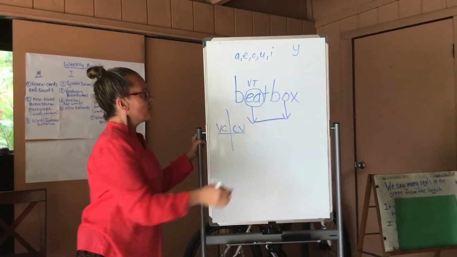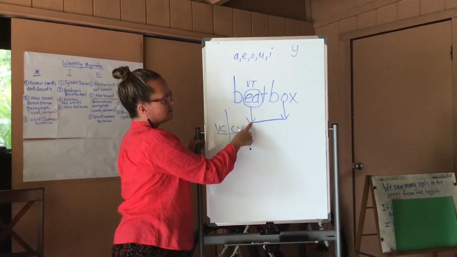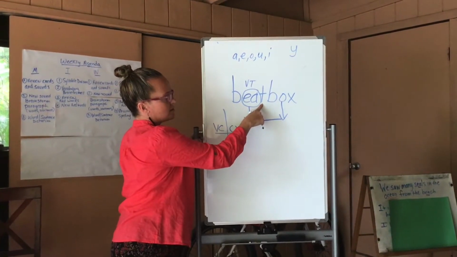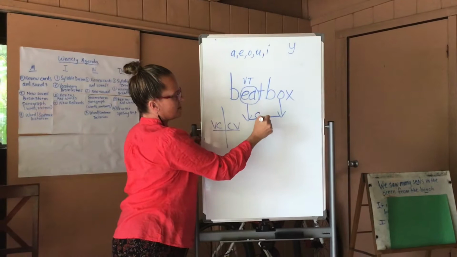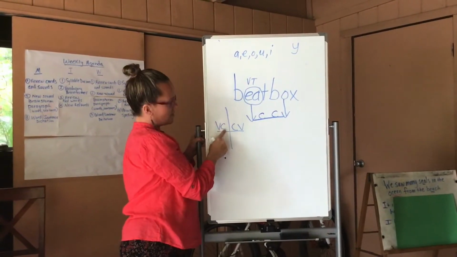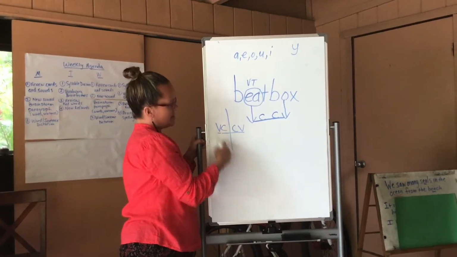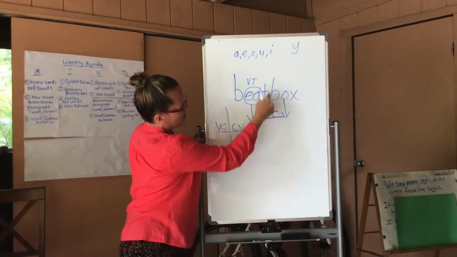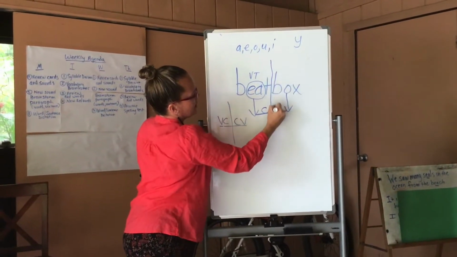So it's going to look like that. Okay? So here we go. I got the vowel here. And now I have, this is a consonant. So I'm going to put this here. This is a consonant. I'm going to put this here. Remember I said we're going to divide the word in between the two consonants. So we would put it right here.